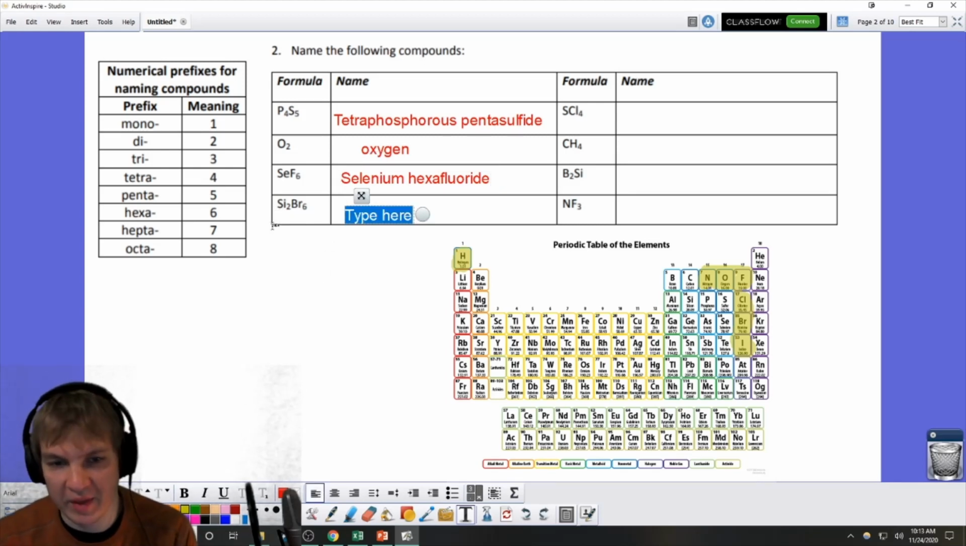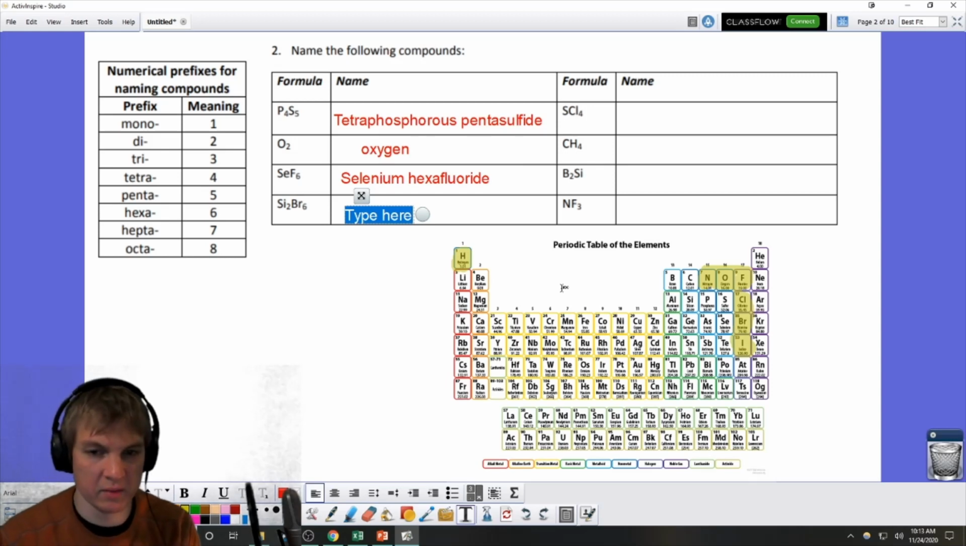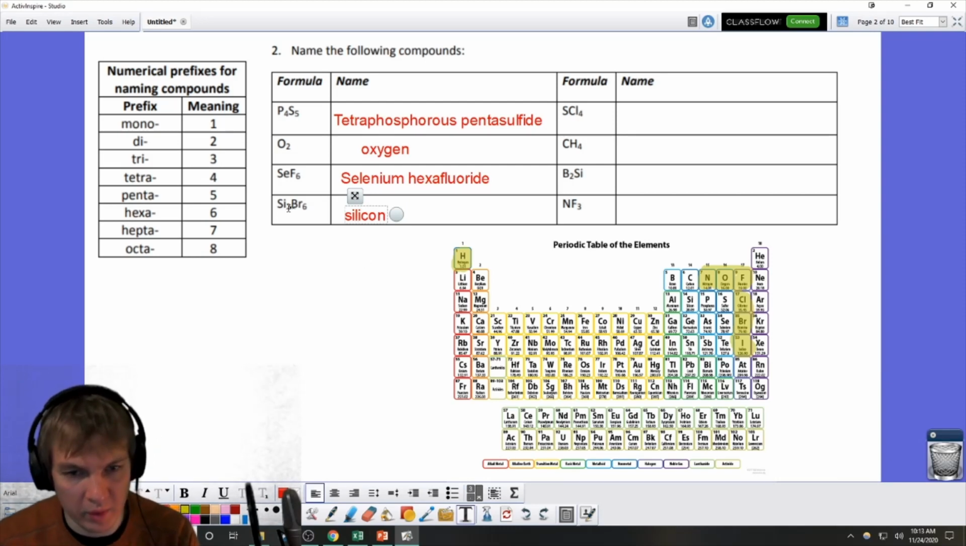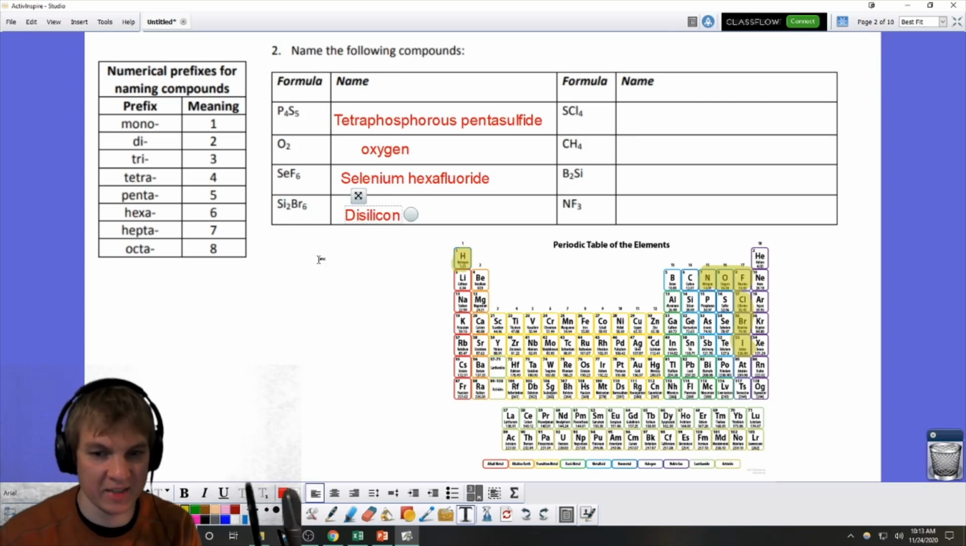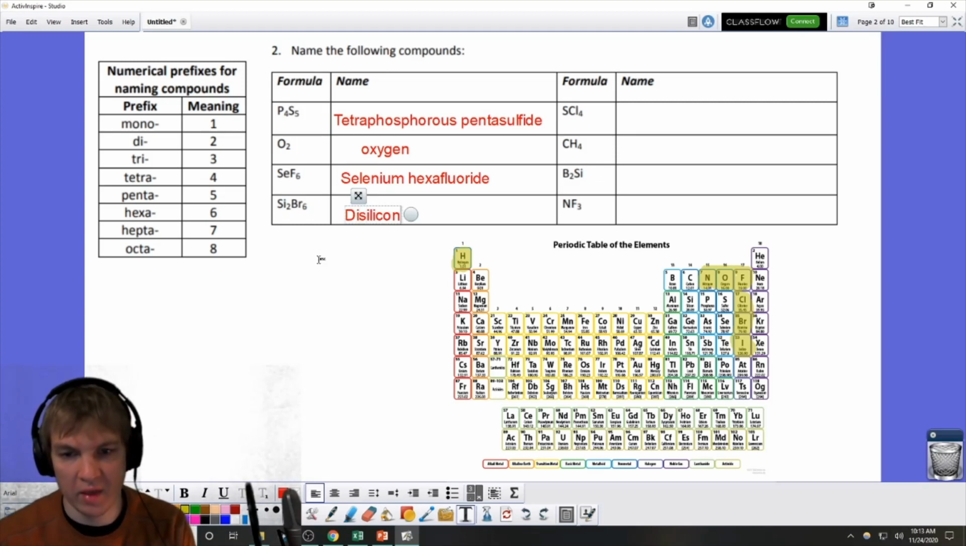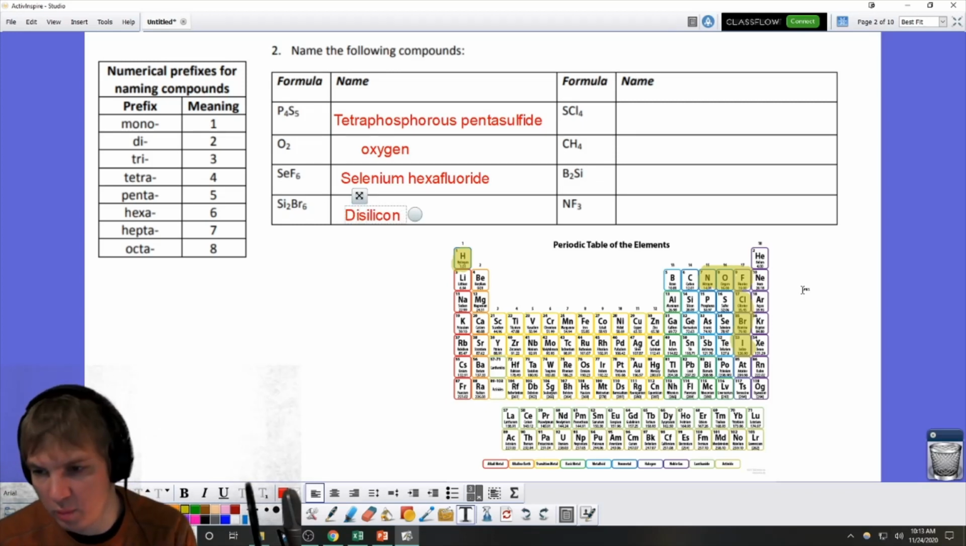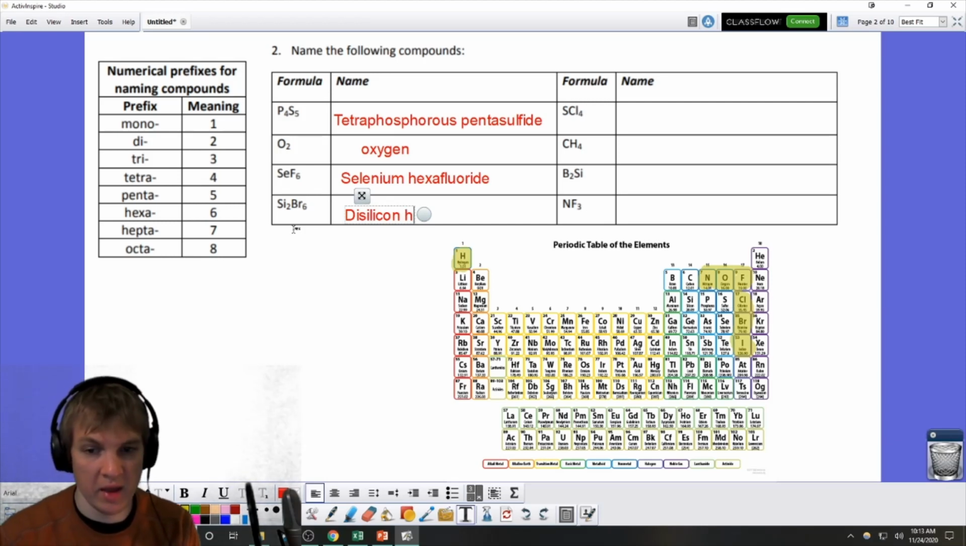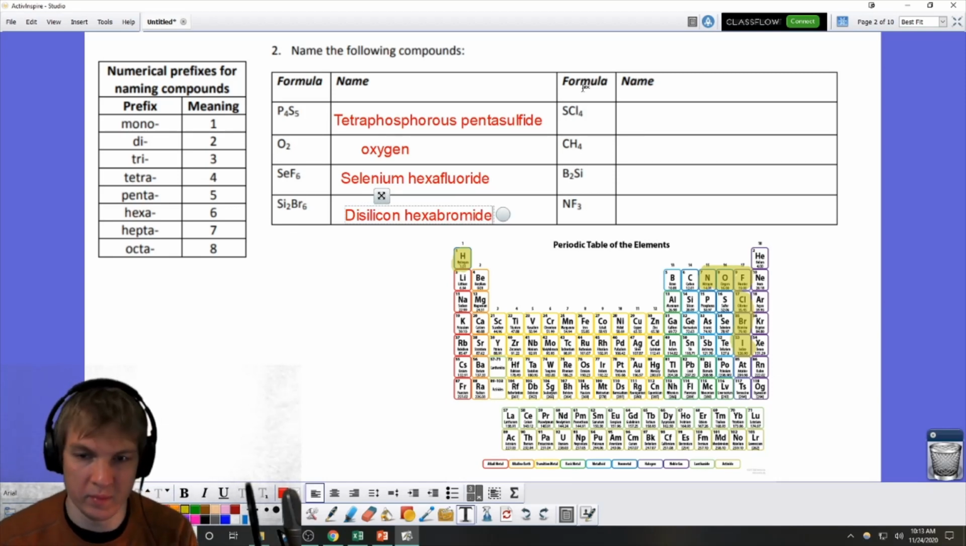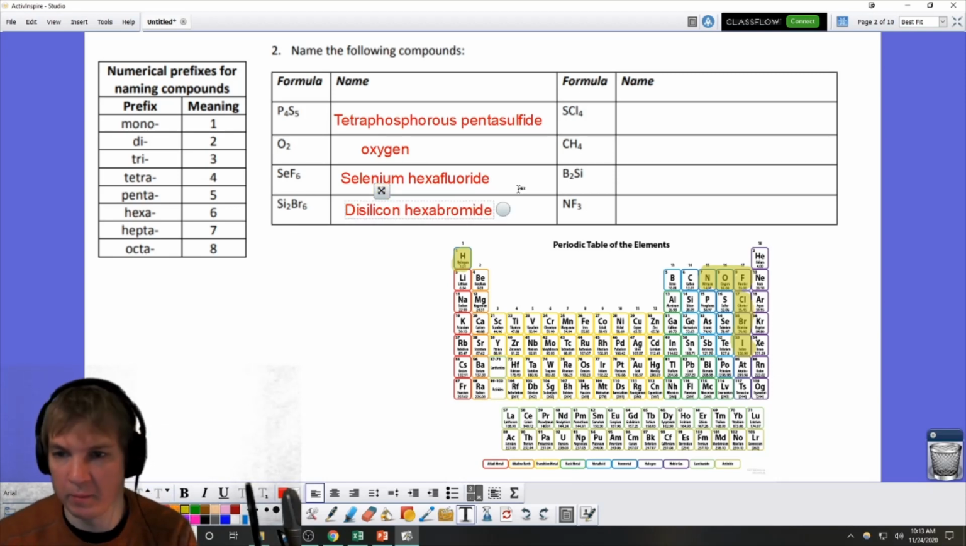The next one is going to be Si2Br6. So Si is going to be silicon. But we have a number here. We have the 2 going to that silicon. So that's actually going to give us the prefix disilicon. And then what we want to do is account for the bromine, which changes to bromide. And then we have 6 of them. So that's hexabromide. Disilicon hexabromide.